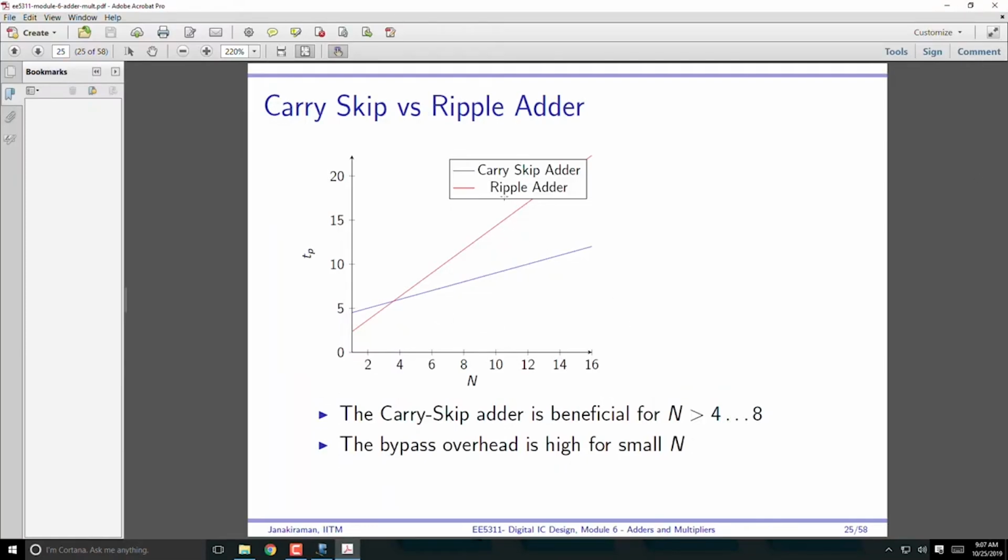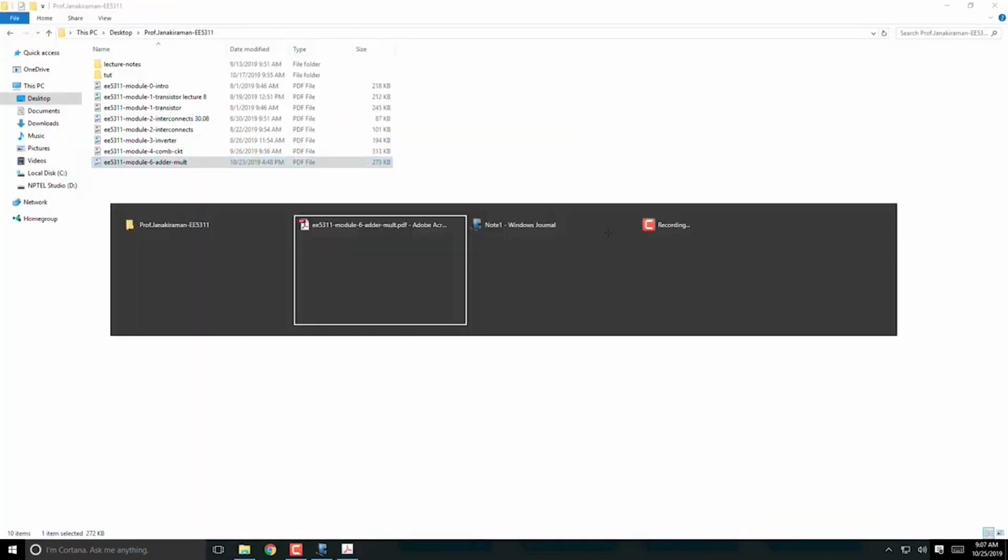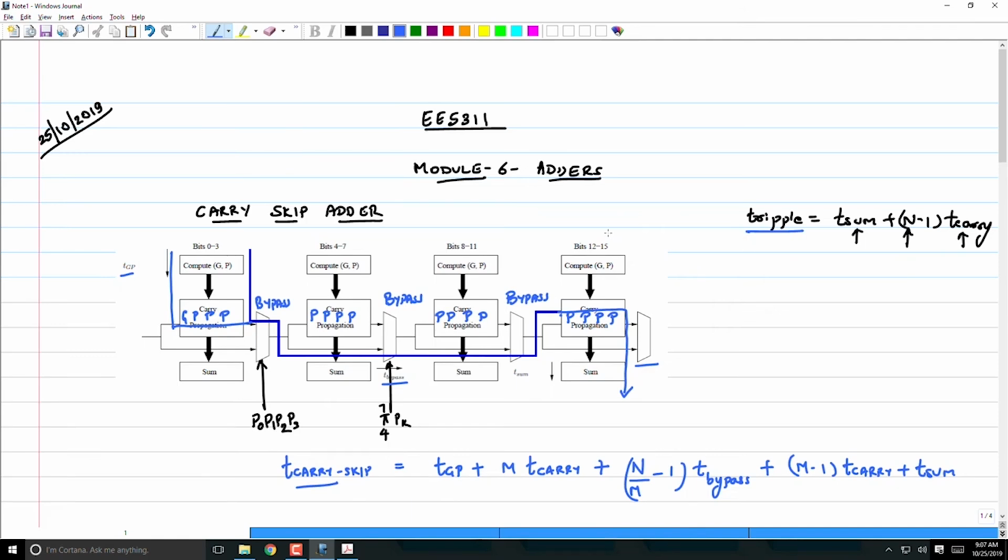The ripple adder is basically the line in red. It starts off with lower delay, up to about 4 bits. Up to 4 bits, the carry skip adder has slightly higher delay. Beyond that, the carry skip adder starts having better delay than the ripple adder. So in summary, we are still limited by the rippling, though we have brought it down to n by m. So, let's see how we can improve on this further.